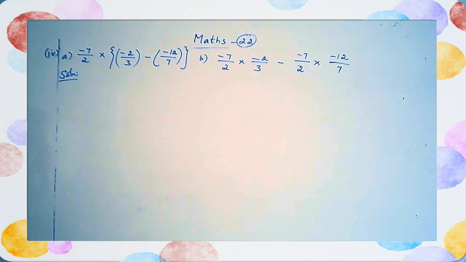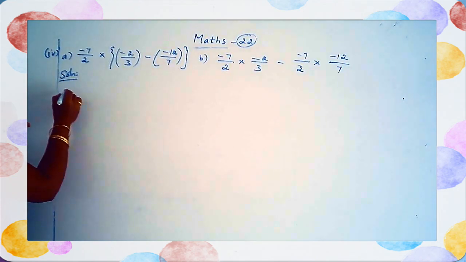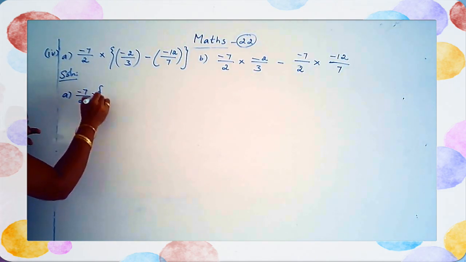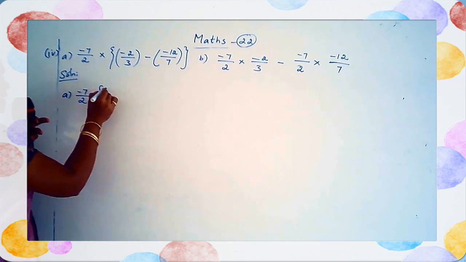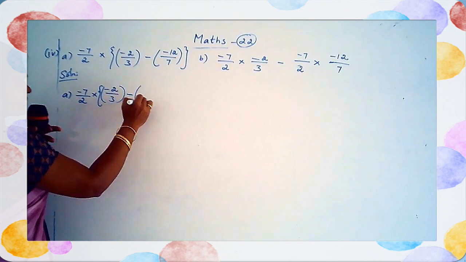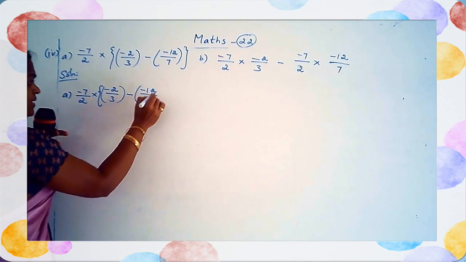Okay, children, listen. This is the distributive property of multiplication over subtraction. Okay. So do carefully. First of all, solve both parts. So first you take A part. A part is minus 7 upon 2 into curly bracket, inside what is there? Minus 2 upon 3 minus 12 upon 7.